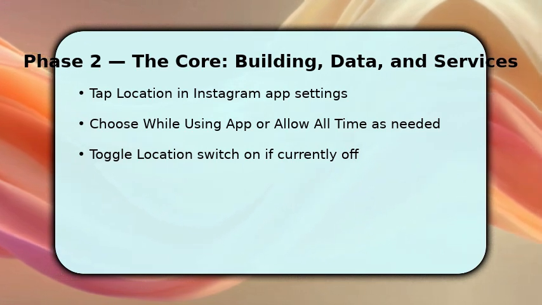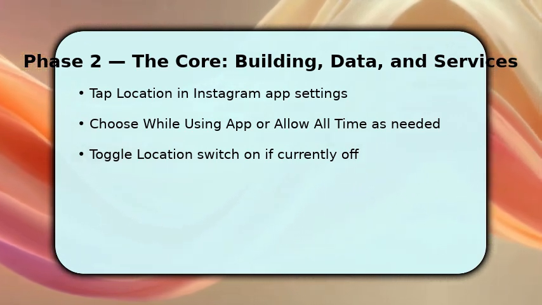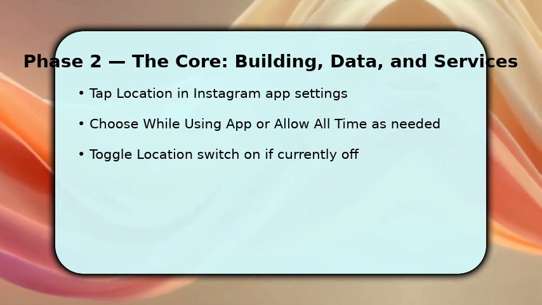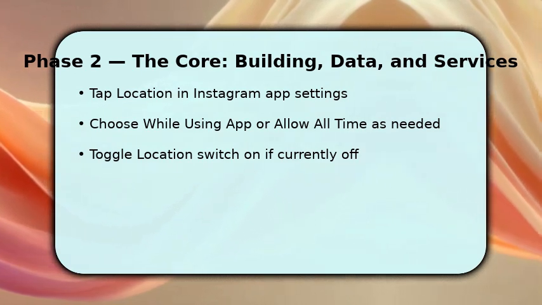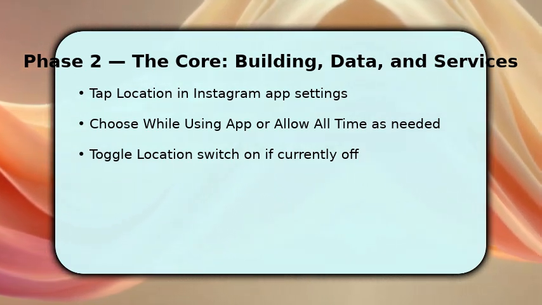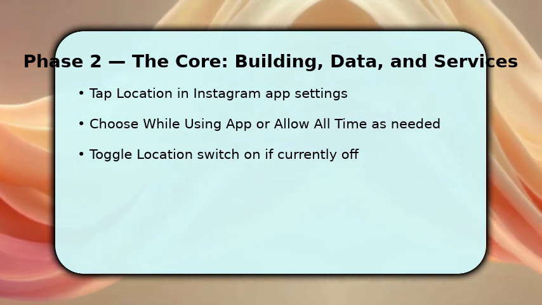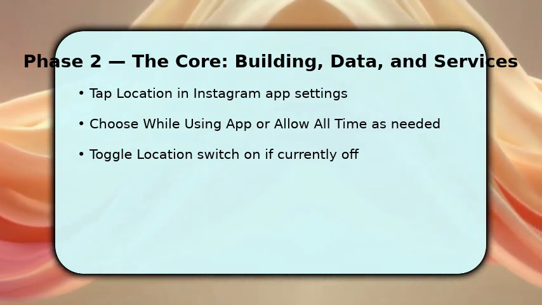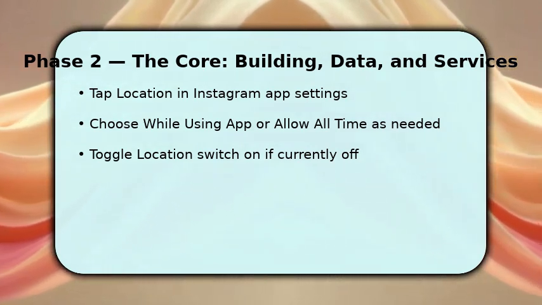If the location switch is off, toggle it on, and confirm any system prompts. Make sure system-level location services are enabled in your device's main location settings. Instagram can't use location otherwise. You finish by using Instagram to attach a location so settings take effect.